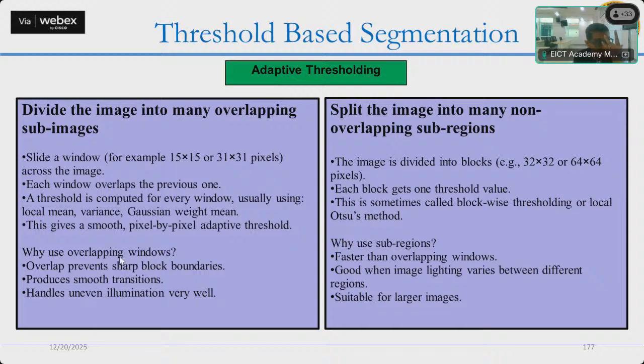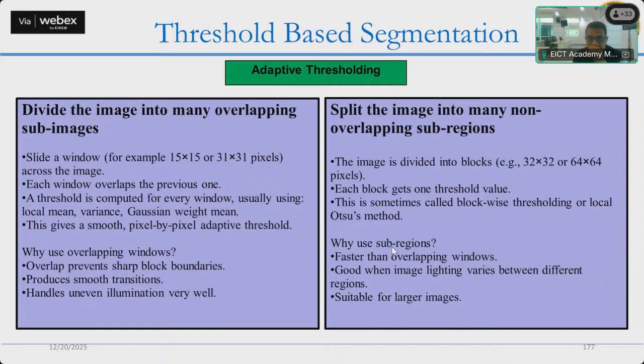Why use overlapping windows? Overlap prevents sharp block boundaries and produces smooth transitions. It handles uneven illumination very well. The other technique is to split the image into many non-overlapping subregions. The image is divided into blocks. Each block gets one threshold value. This is sometimes called block-wise thresholding.